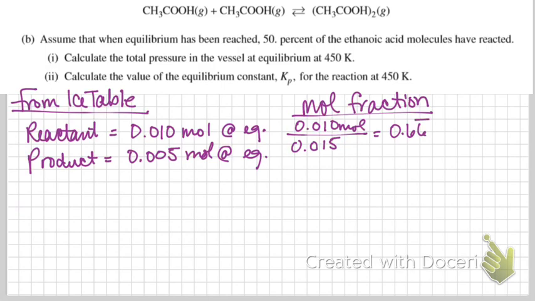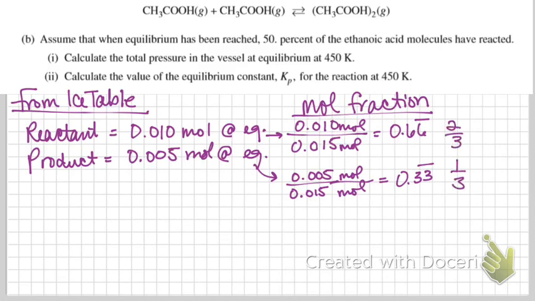Okay, and then we can do the same for our product. So when we do that, we have 0.005 divided by the total moles of gas, 0.015. And we get 0.333 repeating. Okay, makes sense. These are the two gases involved. If I added these two fractions together, 2/3 plus 1/3, we'd get a whole, which should make sense. And this is where on the answer key you're seeing the 2/3 and 1/3 values from.